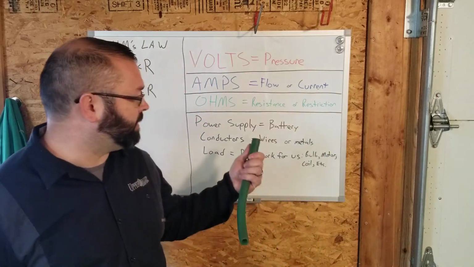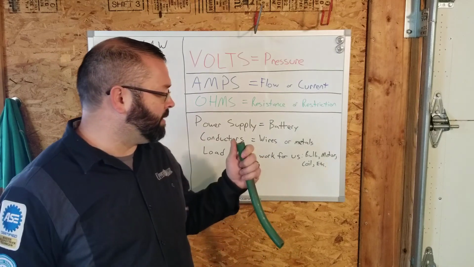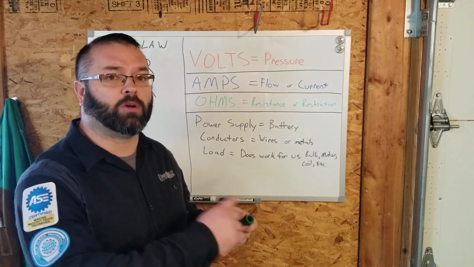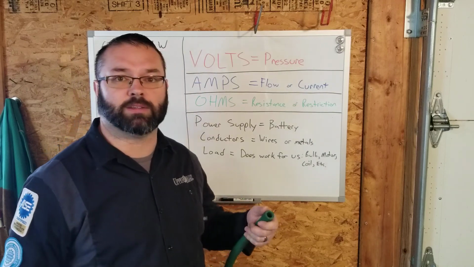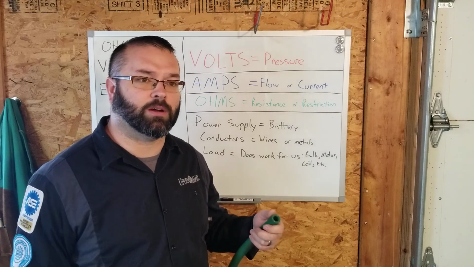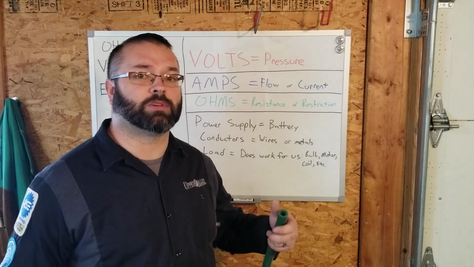I've got a piece of heater hose. We're not going to go outside with the garden hose today, it's a little cold out. But if you can imagine water flowing out of your garden hose, the flow of the water is equivalent to amperage. Another way to remember amperage: think of water flowing through a river, there's a current. They often refer to amperage as current.